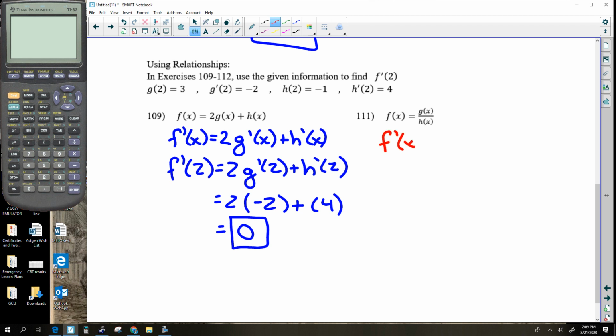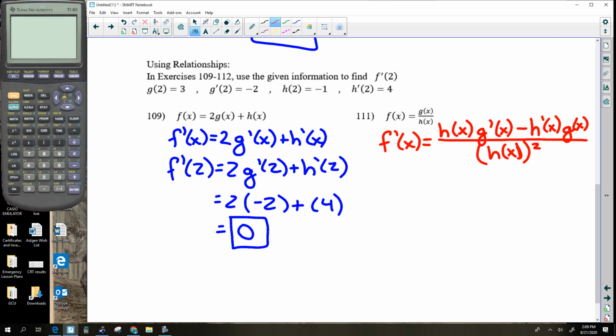Okay, f prime of x is bottoms up, so it's a regular h derivative, and then minus the opposite of what you just had, so h prime regular g, all over the denominator squared. So that's the derivative. Now I want to know f prime of 2. So that's going to be h of 2, g prime of 2, minus h prime of 2, g of 2, all over h of 2 squared.